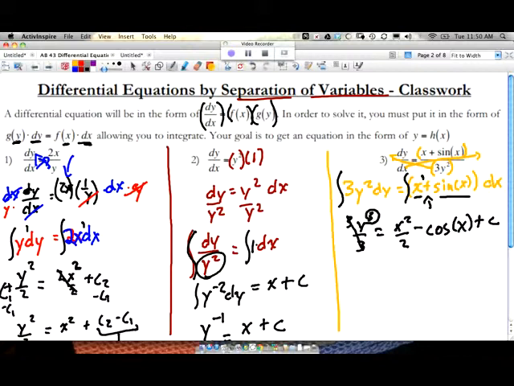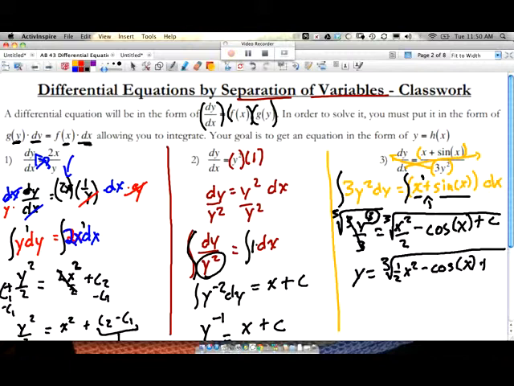So the only thing I really have left to get rid of is this cubed. So to get rid of that, I'm going to take the cube root of both sides. That would give me y equals the cube root of this whole thing, let's say 1/2 x squared minus cosine x plus c. Excellent. Easy. Let's keep going.